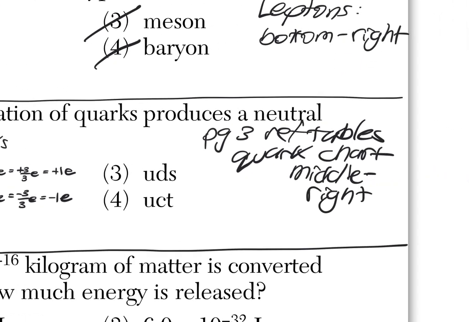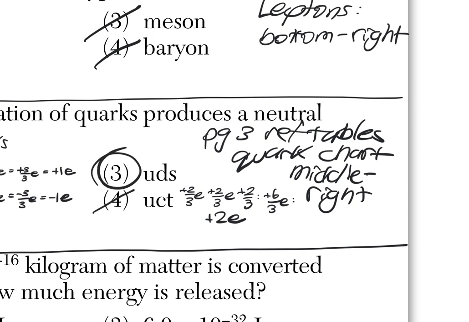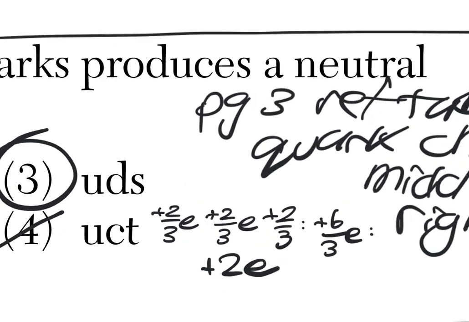We have up, down, strange. That sounds promising. I think that's the answer, but I want to do choice 4 first to show how it's not the answer. So up is plus 2/3. Charm is also plus 2/3. And then top is also plus 2/3. And that gets us plus 6/3, which is plus 2 elementary charges. Also not neutral. So by process of elimination, it's choice 3, but let's find out why.